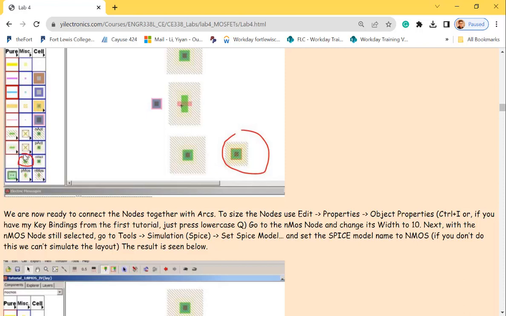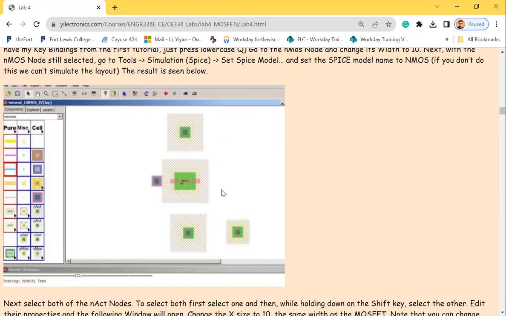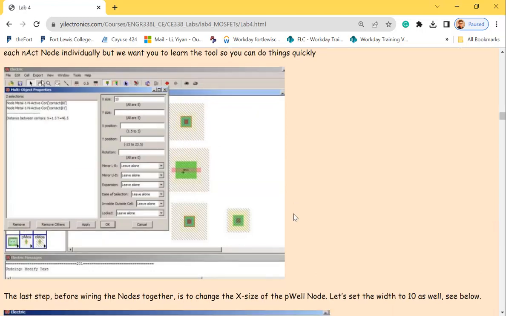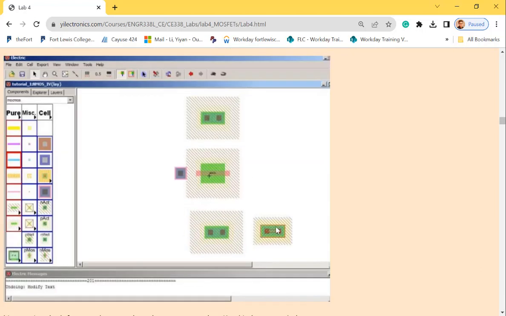And keep in mind, we don't have a P well again. It's a P substrate. So it's a P plus in the P substrate, which is here, right? I'm just placing it over there. I'm going to readjust it and resize it and move it around and make the connections later. See, this is P well, but all the other two nodes are P act. These are P act, which is P plus.